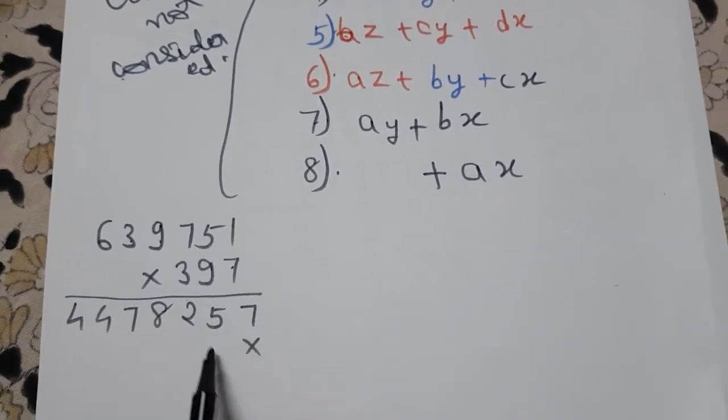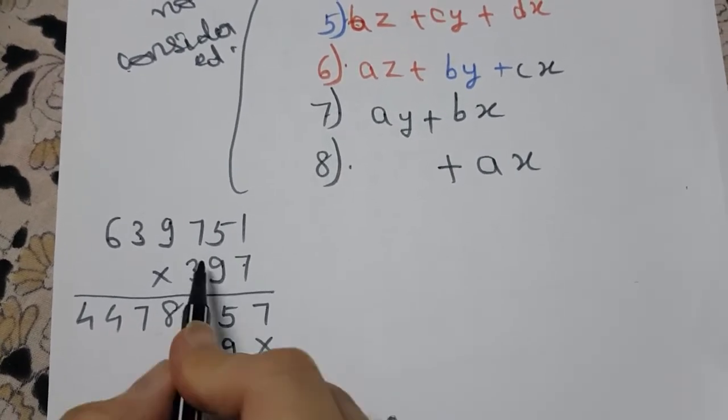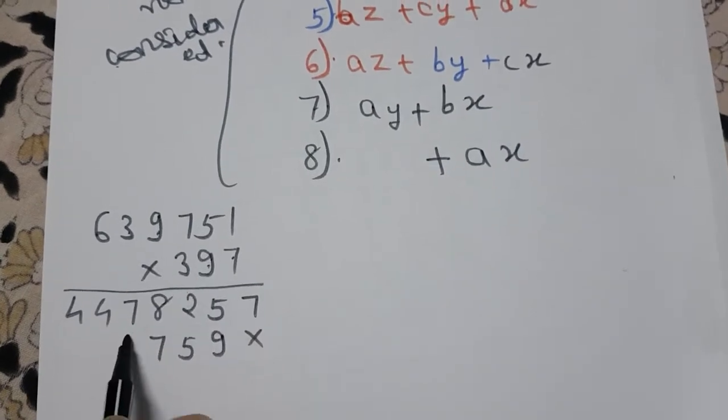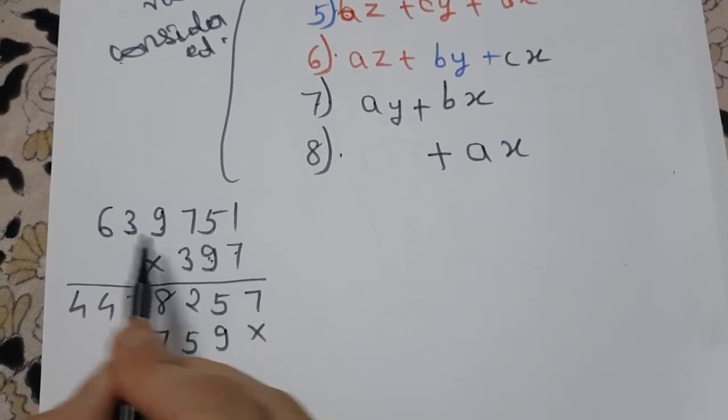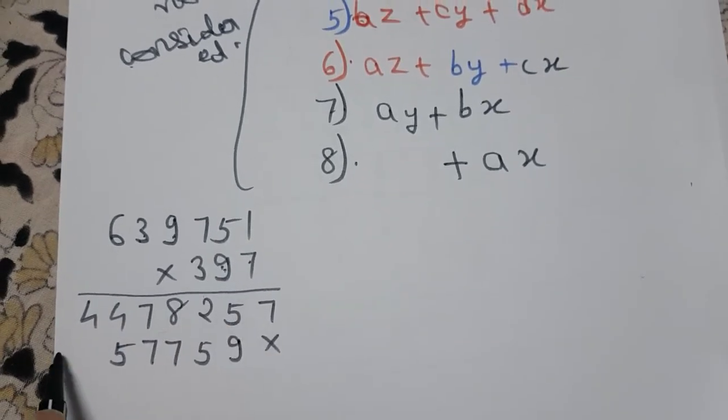Now cross multiply it. 9 1s are 9, 5 9s are 45, 4 will be carry, 7 9s are 63 plus 4 67, 6 will be carry, 9 9s are 81 plus 6 87, 8 will be carry, 9 3s are 27 plus 8 will give 35, 3 will be carry, 6 9s are 54 plus 3 57.